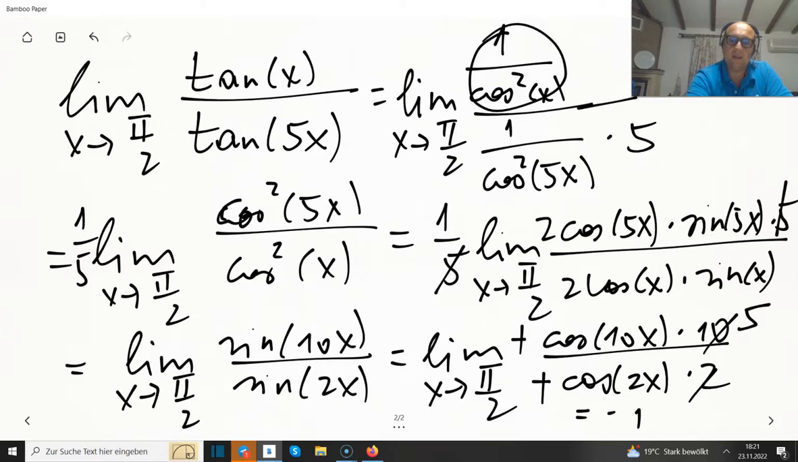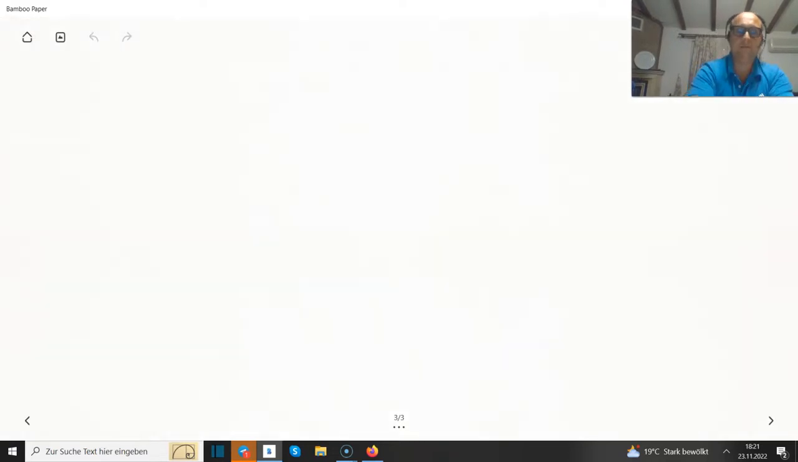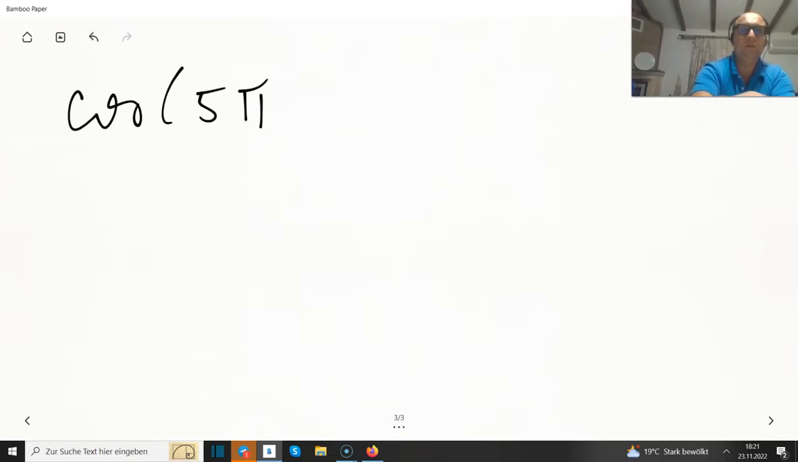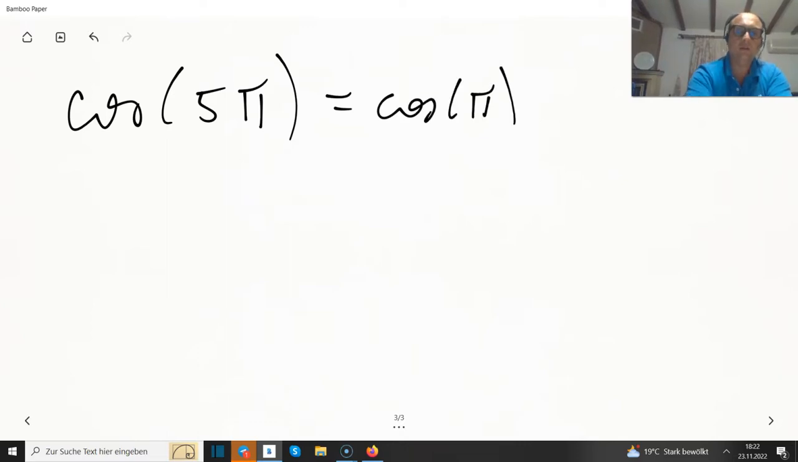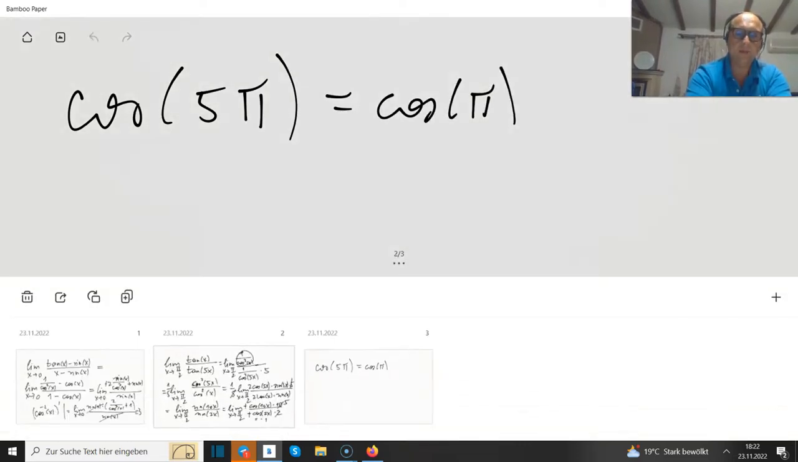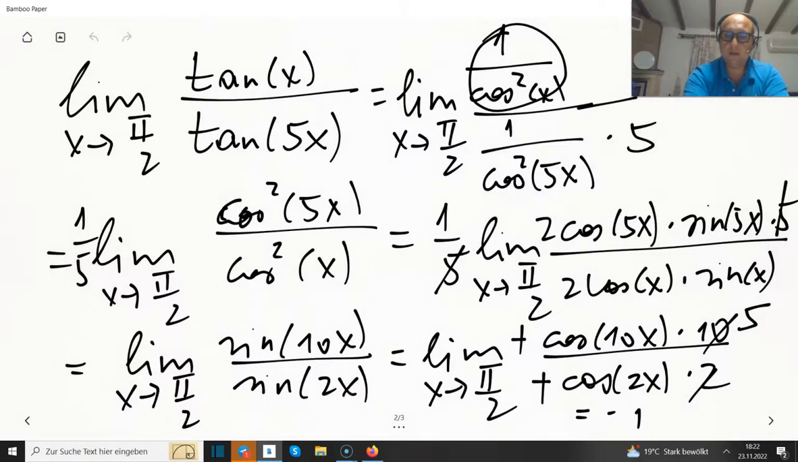So let's see. You remember cosine is 2 pi periodic, so I can take 2 pi away, 2 pi again, so this is the same as cosine of pi. So what are we getting? We are getting cosine of pi here, which is minus 1, and cosine of pi in there, which is minus 1 as well. So the result is simply 5.